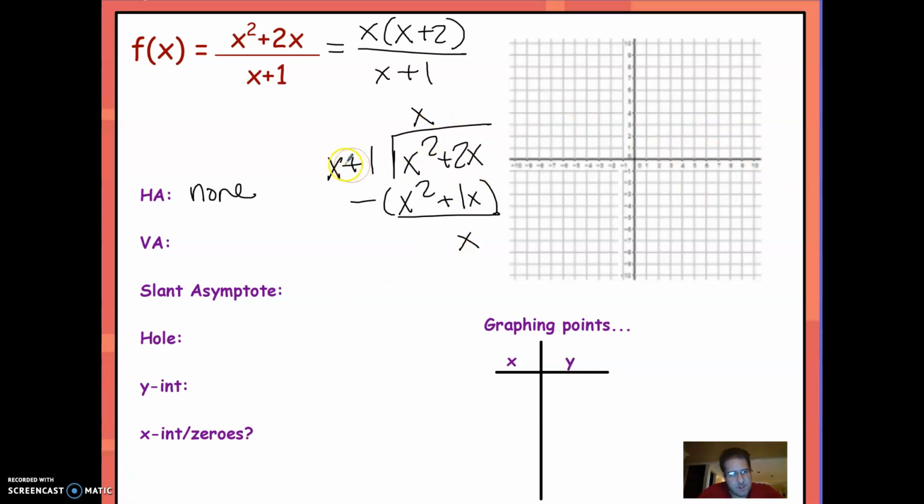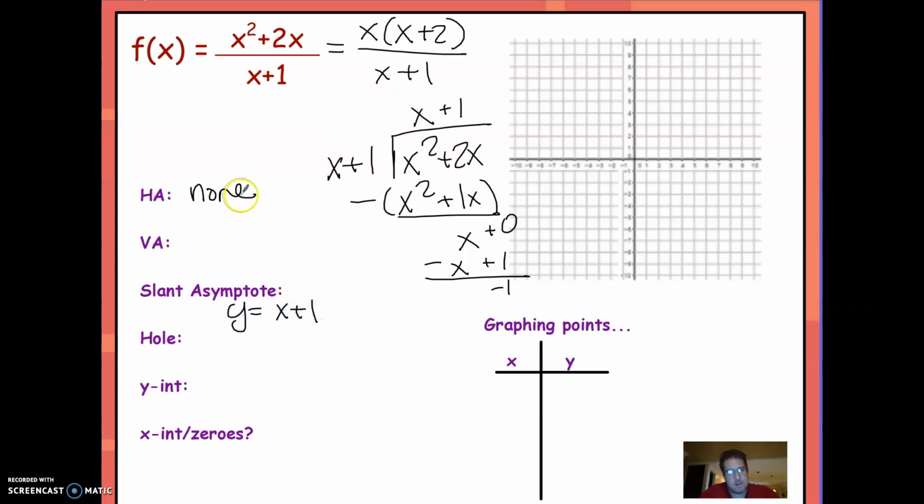All right, so the next thing I ask myself is, what would I have to multiply x by to make it x? And that would be 1. So 1 times x is x. There's nothing for me to bring down here, so it's really just 0. So 1 times 1 is 1. Subtract, and you're left with negative 1 left over. So the slant asymptote is going to be y equals x plus 1.